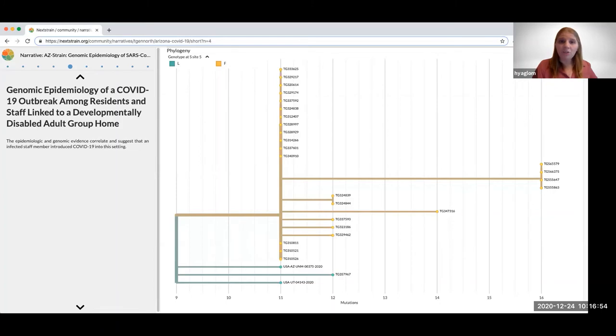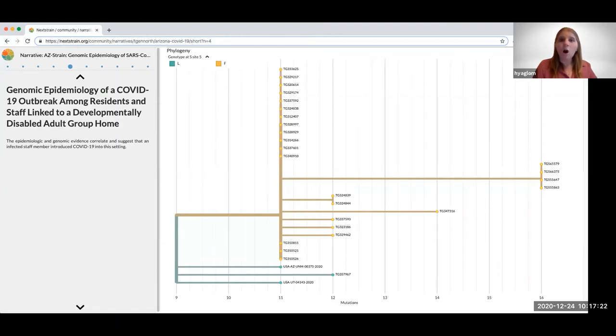Now I'm going to dive into a few Arizona stories that demonstrate how rapid genomic analyses can provide a better understanding of pathogen transmission patterns and help guide public health response efforts. In mid-May, local public health officials responded to an outbreak of COVID-19 among staff and residents of a multi-residential group home setting that provides care for adults with intellectual and developmental disabilities. Samples were collected at 16 of the homes.